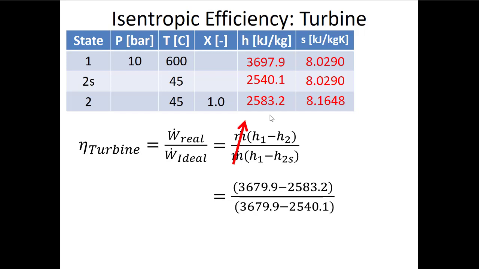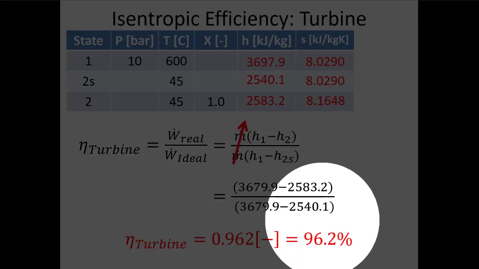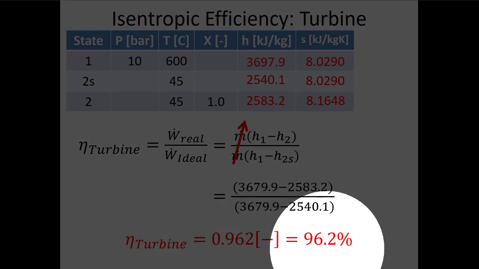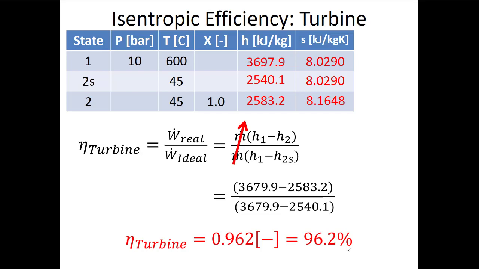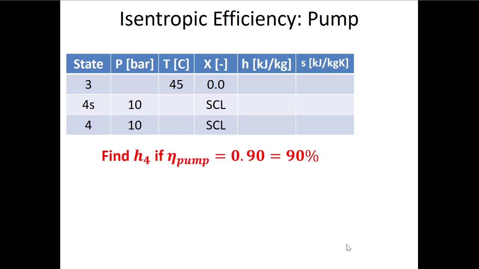I can put some information in here, and I see that my isentropic efficiency for this turbine is 96.2%. That's pretty good. I'm getting almost as much power out of this real turbine as I would out of an ideal turbine. Now, if I was running something like a nuclear power plant, it would save me a lot of money, right? Or I'd have to burn a lot less fuel if I could increase this efficiency. But 96% seems pretty high, right? So we're pretty close.